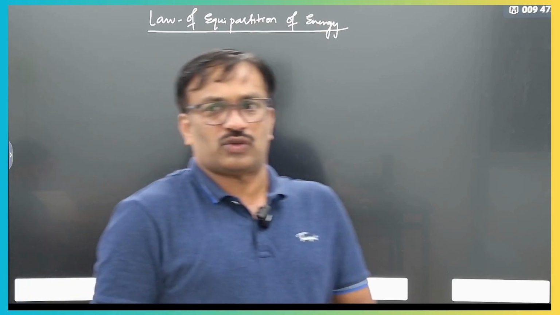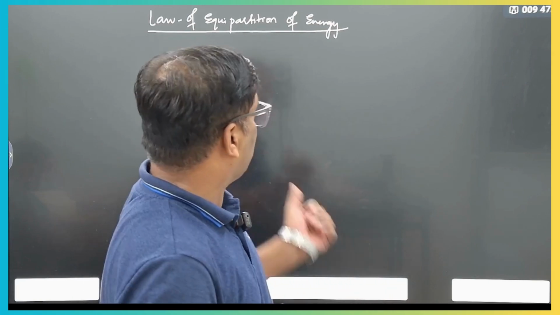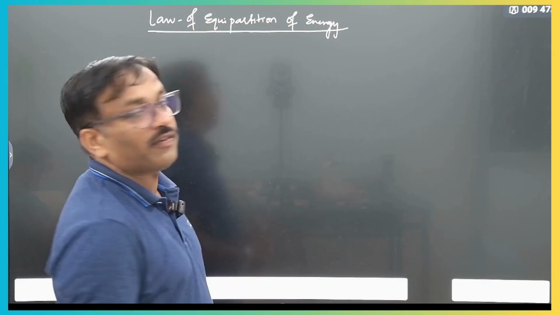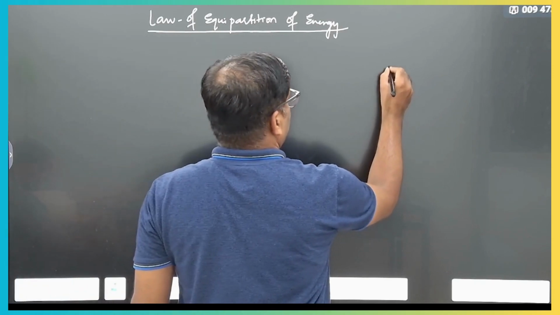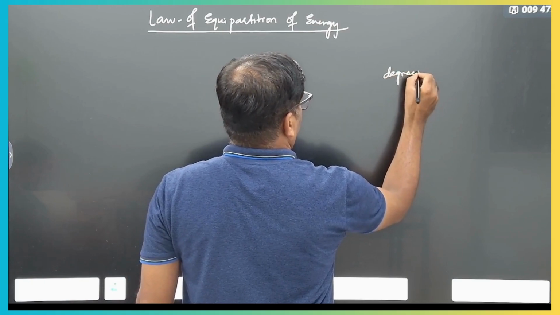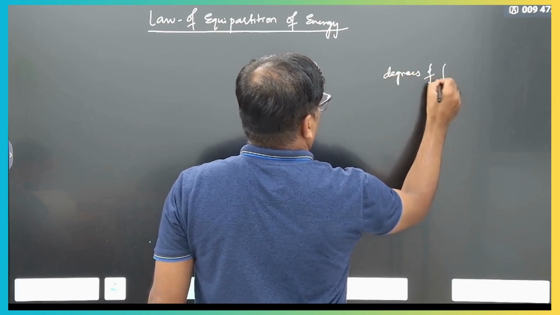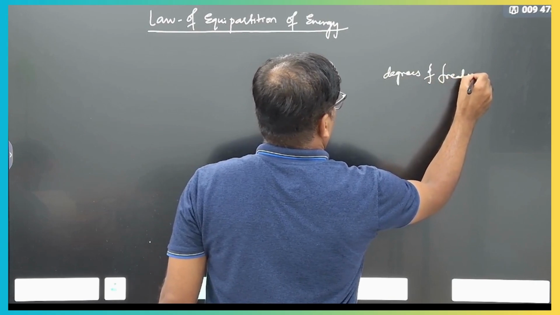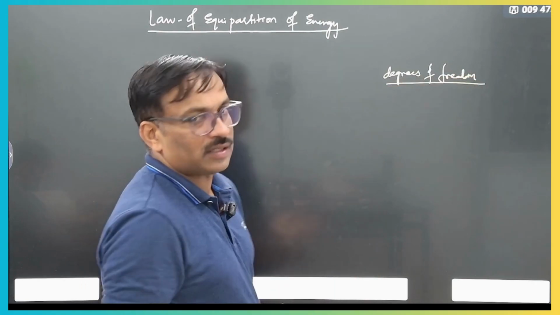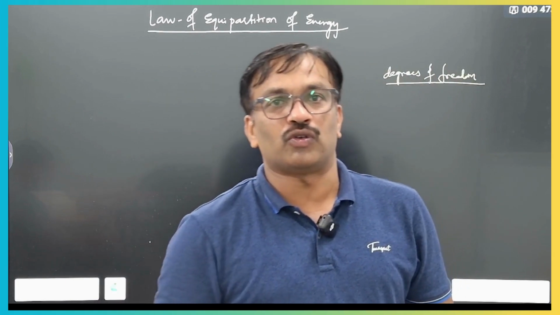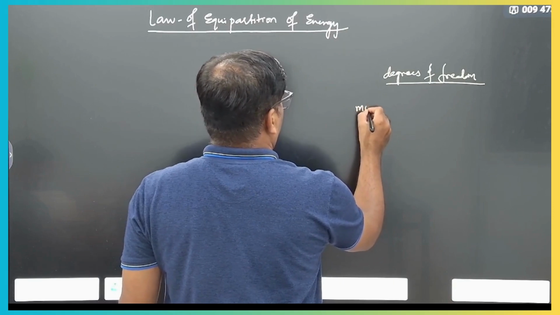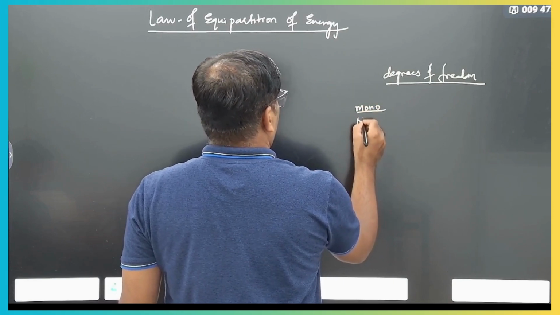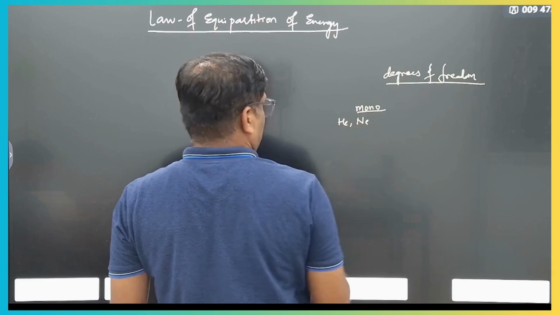First of all, you should know the law of equipartition of energy. Before that we should know degrees of freedom. What are degrees of freedom? Very important. The name itself says it: in how many ways the molecule is able to move freely. So what about monoatomic gases, like neon gas and helium gas, which are one atomic?